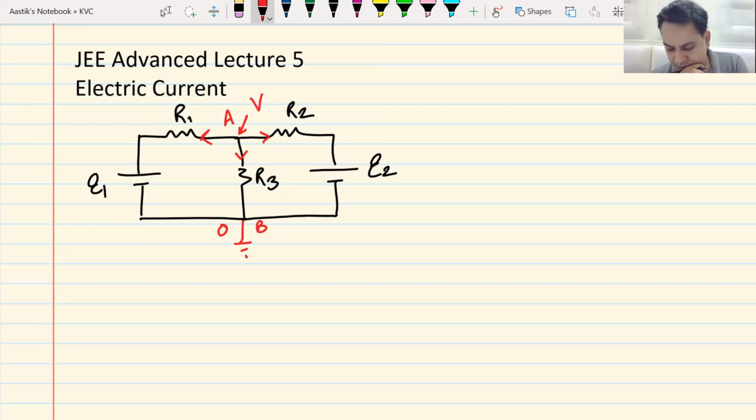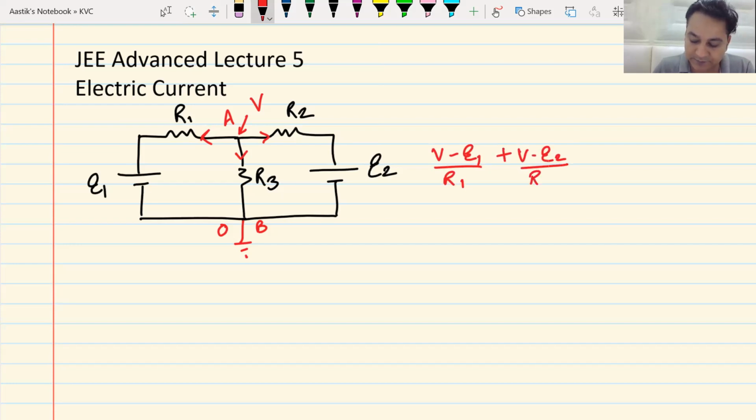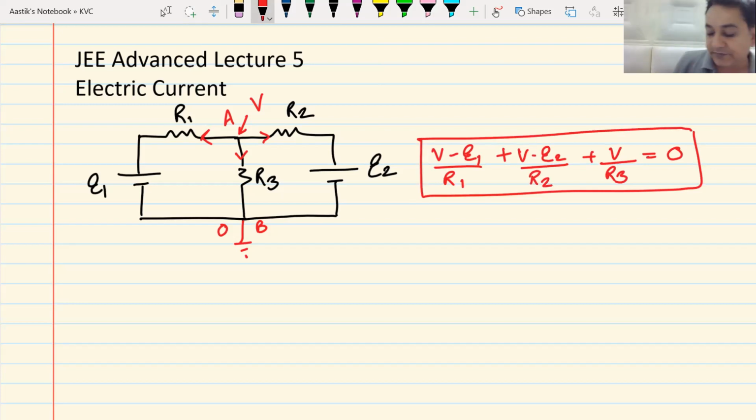V minus E1 by R1 plus V minus E2 by R2 plus V divided by R3 is equal to 0. Well done. This is what we call the Nodal theorem. Do we know this?